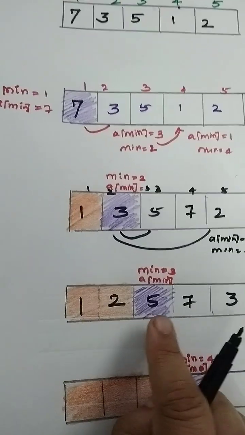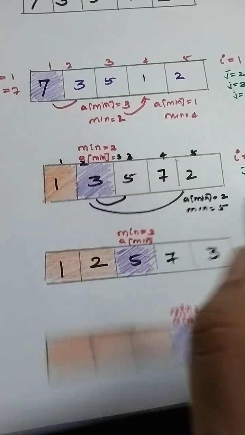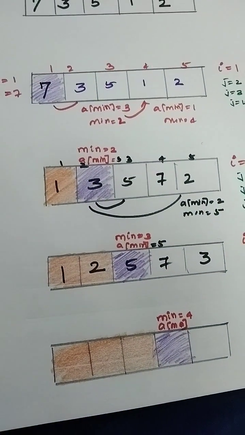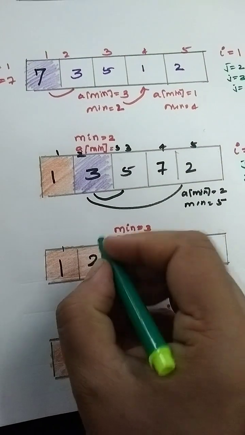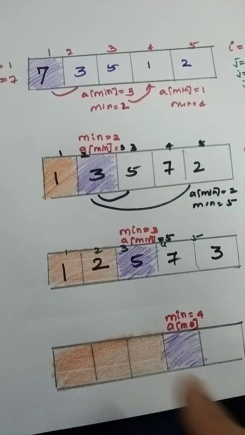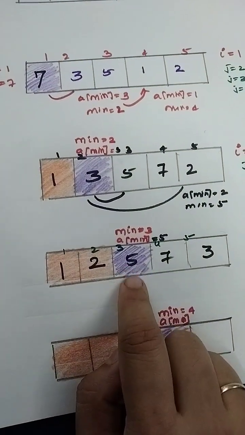Okay, now we have to consider the third element as minimum. Which is the third element? That is 5. Let me write the position over here. It is 1, 2, 3, 4, 5. Okay, now 5 is compared. The third element is compared with the rest of the elements.